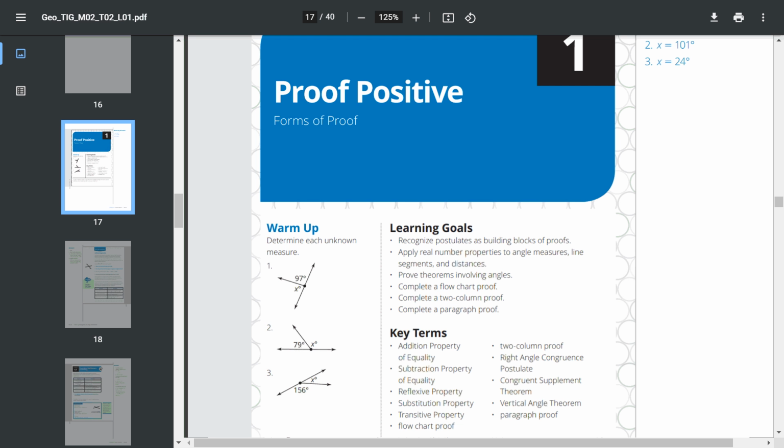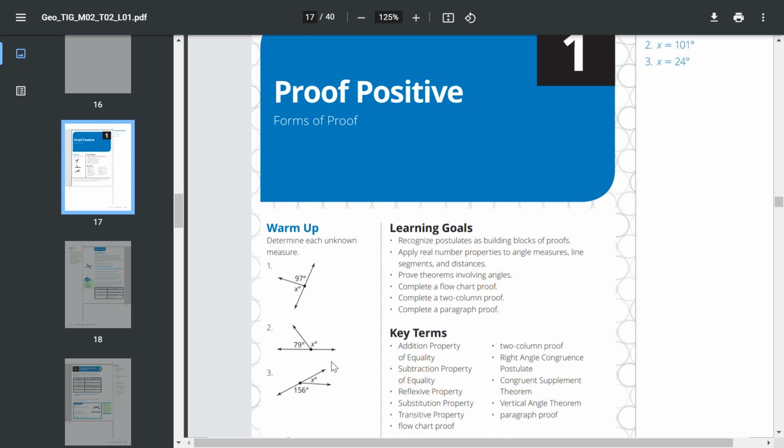Everybody. In this video, we're going to recap your lesson of Proof Positive. First thing, we start with a warm-up, recognizing that we can solve for that x by knowing that every straight line adds up to 180 degrees. So all of these angles are supplementary. If you add both of them together and set them equal to 180, you can solve for x.